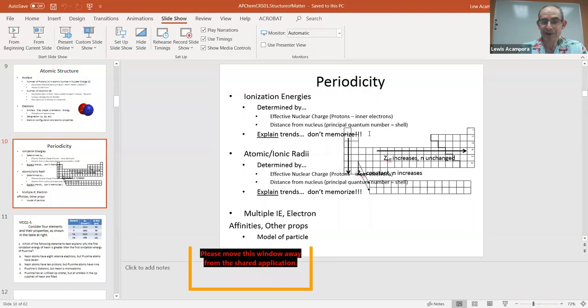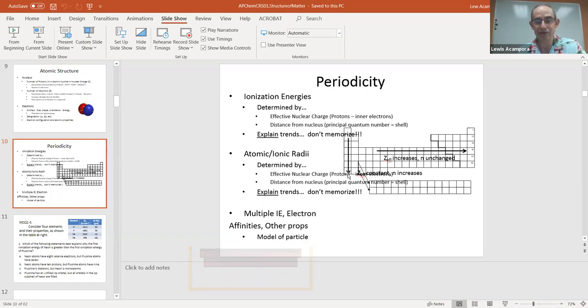As you go down from top to bottom on the periodic table, we're adding more and more shells. So even though the nucleus is more highly charged, those inner electrons are screening off the outermost electrons, which are very special in chemistry, we call them the valence electrons, from that nuclear charge. And the ionization energies tend to decrease. The atoms get larger, and the bonds typically get weaker.